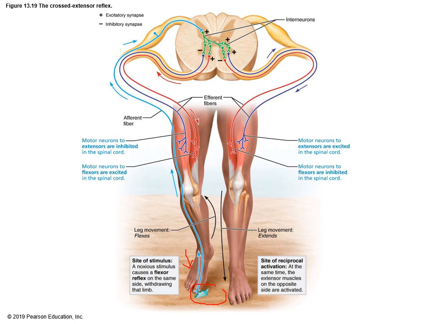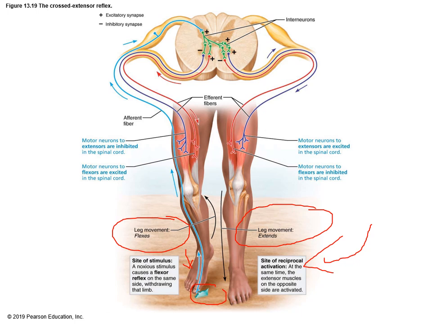So what we see happening is simultaneously as the flexing is occurring on the site of injury, the other leg will now extend, and this reciprocal activation will allow for the muscles to now gain the body weight for both sides, allowing you to still stand up straight and not fall over because of the reflex that has been instigated due to the injury of you stepping on it.